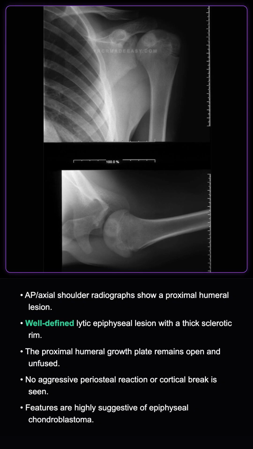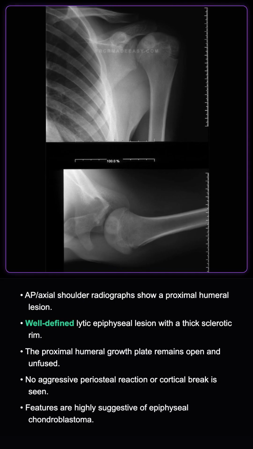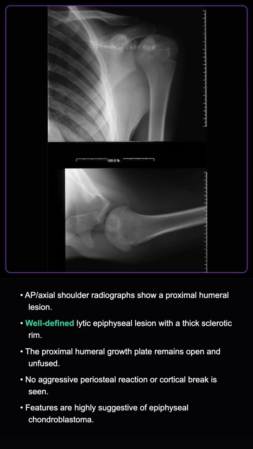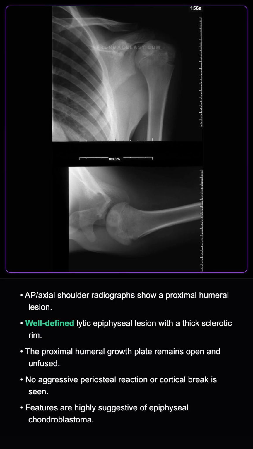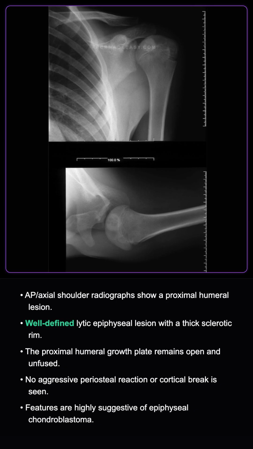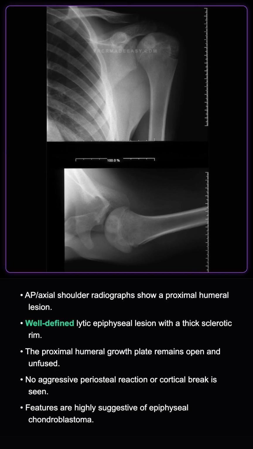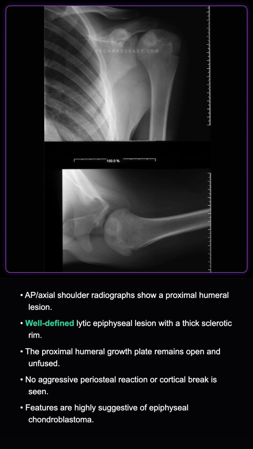The radiographs of the shoulder demonstrate a well-defined lytic lesion in the proximal humeral epiphysis. The lesion is characterized by a central lucency and a thick surrounding sclerotic border with a narrow zone of transition. Crucially, the proximal humeral physis remains open and unfused. There is no evidence of aggressive periosteal reaction, cortical breakthrough, or an associated soft tissue mass.